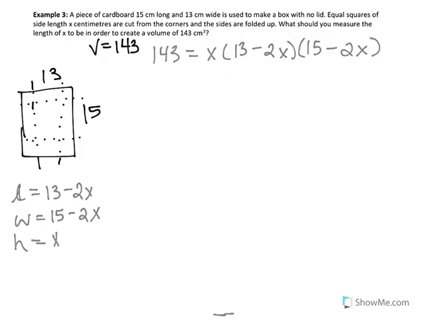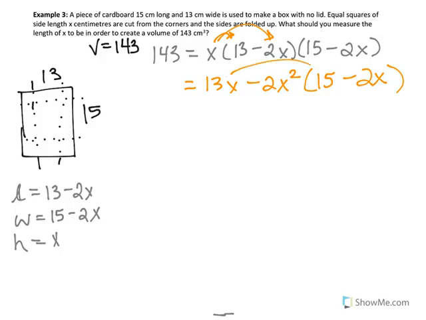So what we have to do is get everything to one side. We're going to have to distribute in. So we have 13x minus 2x squared times 15 minus 2x. And now we're going to just FOIL this out, so multiply out here and multiply here. I want you to pause the video and see if you can fully distribute this properly.